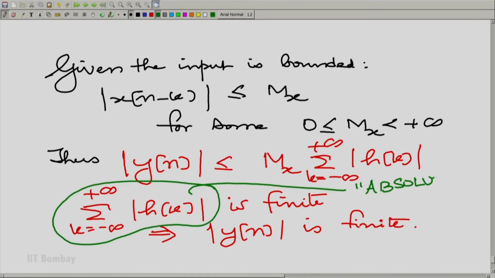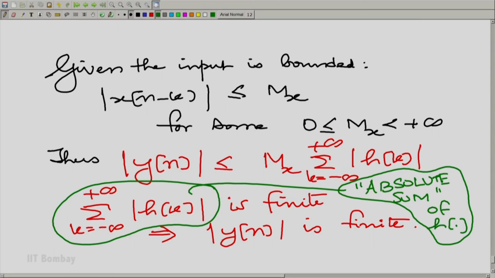If I ensure that the absolute sum, as we call it, let us look at that quantity, it is called the absolute sum. The word absolute sum of a sequence is now being introduced here. Absolute sum means taking the absolute value of each sample and then adding up all these absolute values. So, if the absolute sum of the impulse response is finite, it is very clear that y[n] needs to be bounded, and we can also find a bound.